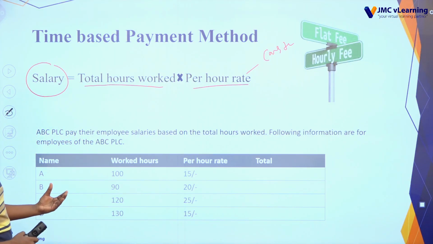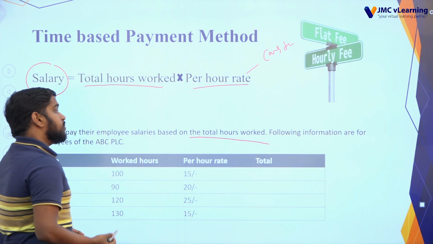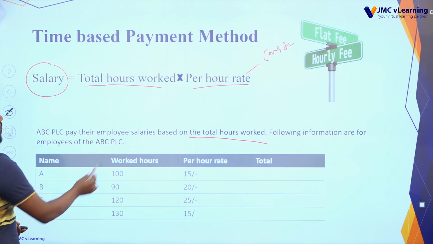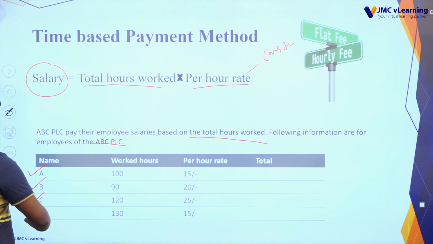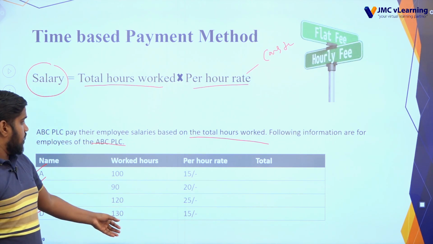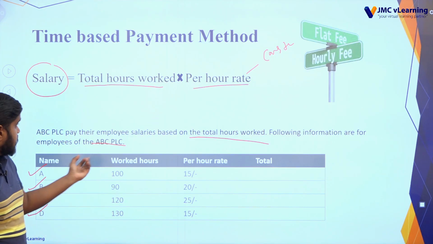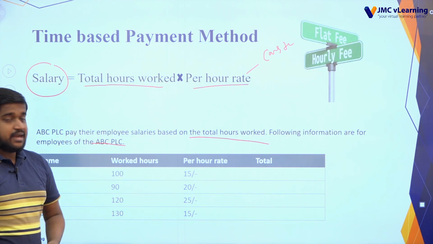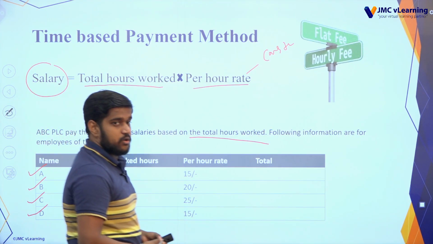Then we have a simple example. ABC PLC pays their employees salaries based on the total hours worked. The following information is for employees of ABC PLC. We have four employees: A, B, C, D. Given their work hours and per hour rate, we need to calculate salaries for A, B, C and D separately.